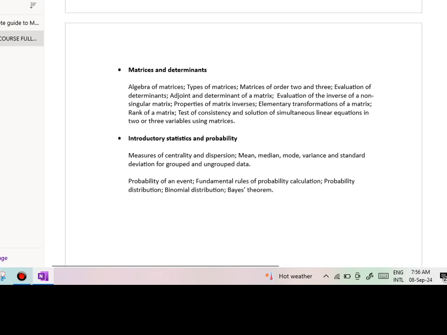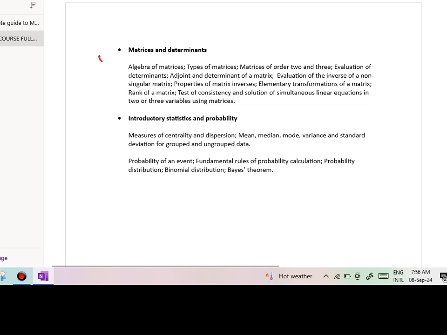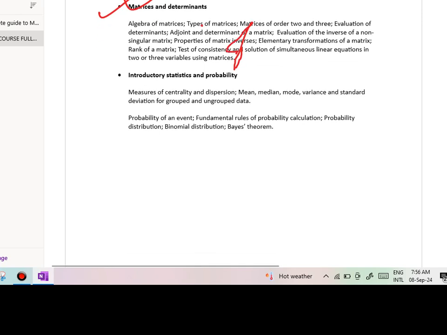Obviously matrices and determinants are the most important chapter, the most interesting chapter, and very easy. Everything is matrices: what are the types, matrix algebra, matrices of order 2 and 3, evaluation, then adjoint, determinant, all those things.